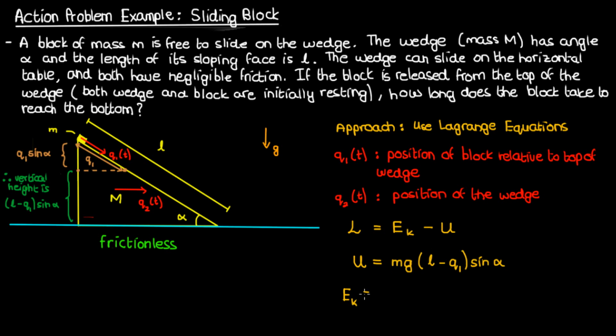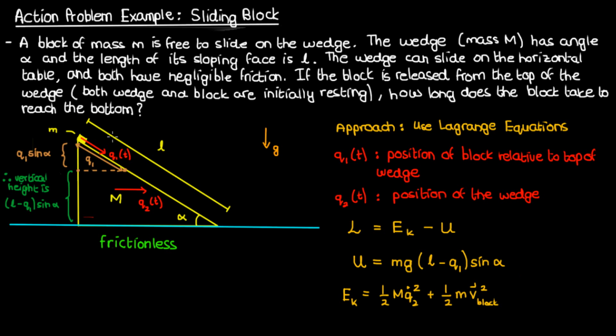What about the kinetic energy? In this case, we have the kinetic energy of the wedge, which is just 1/2 capital M times q2 dot squared, plus the kinetic energy of the block, which is 1/2 m v block squared. The kinetic energy of the block is a bit more tricky because we don't quite know how to express the velocity of the block. So let's go back to our figure.